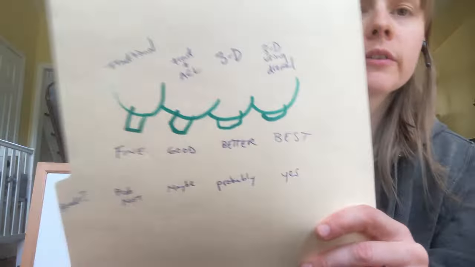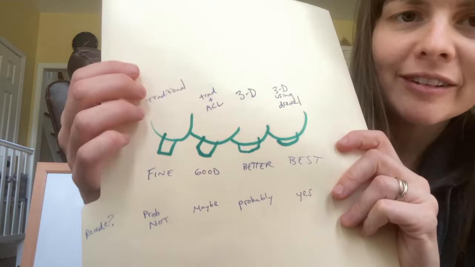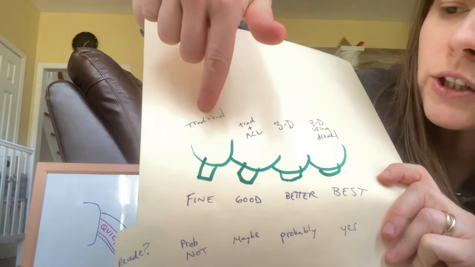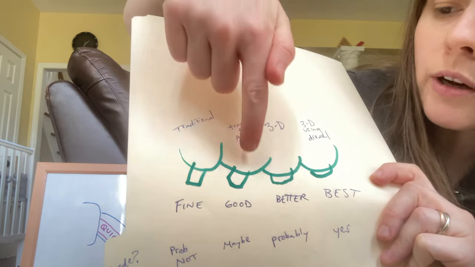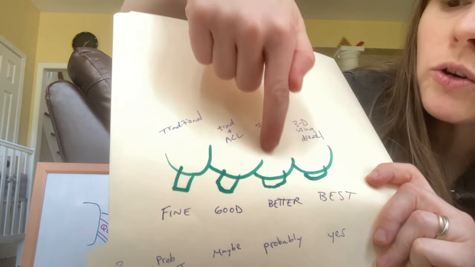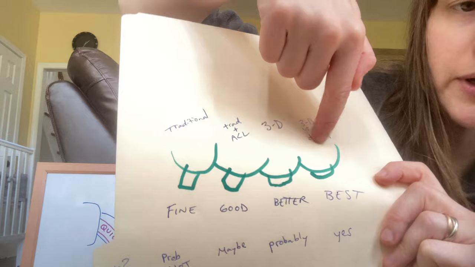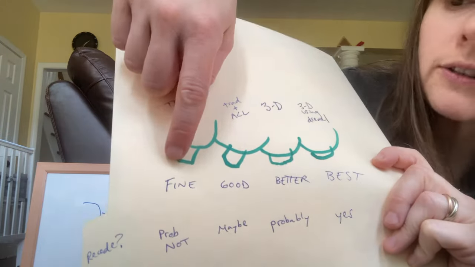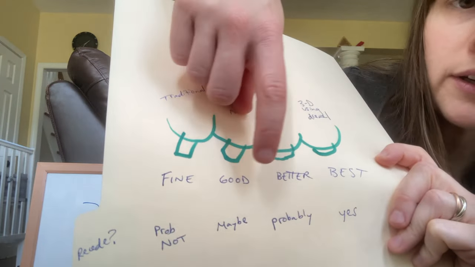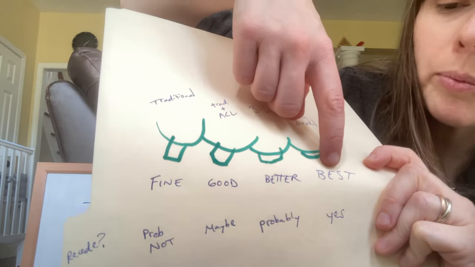Just for some final clarity, here's a terrible drawing of Bella's paw. We did the traditional cut. We did the traditional cut plus the alternate cut line. We did three-dimensional with those clippers, and we did three-dimensional with the Dremel. So that's just fine. This one is good. This one is better, and this one is best.